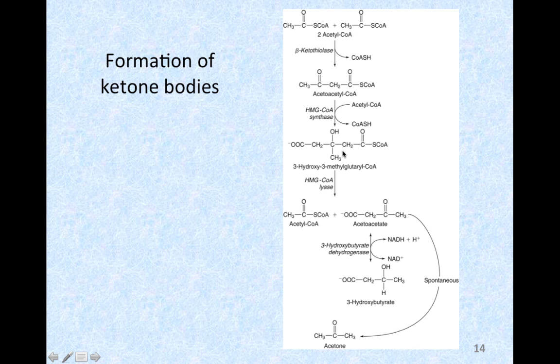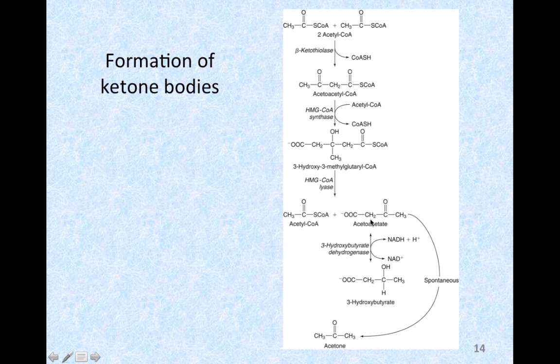3-hydroxy-3-methylglutaryl-CoA, HMG-CoA. We talked about it before a couple times. We talked about cholesterol synthesis. We know that cholesterol is made from acetyl-CoA. Well, HMG-CoA also makes ketone bodies. Okay? This enzyme, HMG-CoA lyase, splits this molecule, HMG-CoA, into an acetyl-CoA and acetoacetate. Acetoacetate is the first ketone body here.